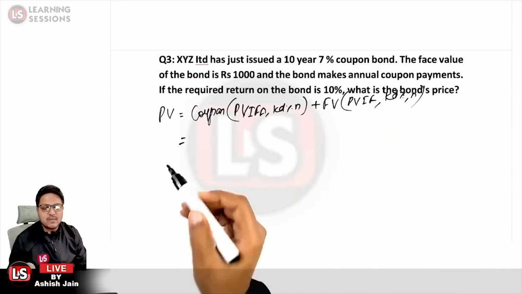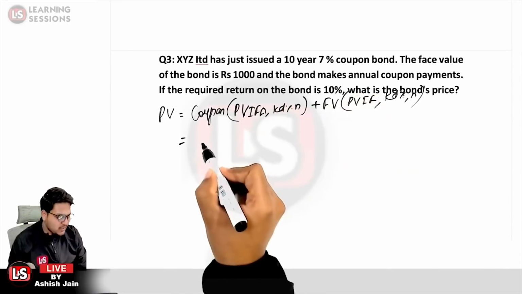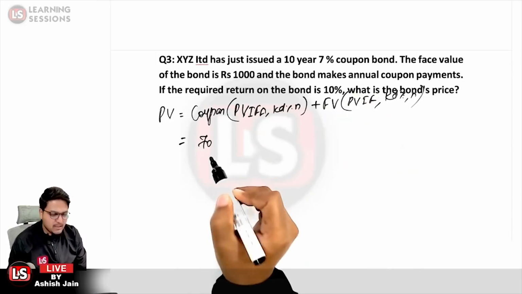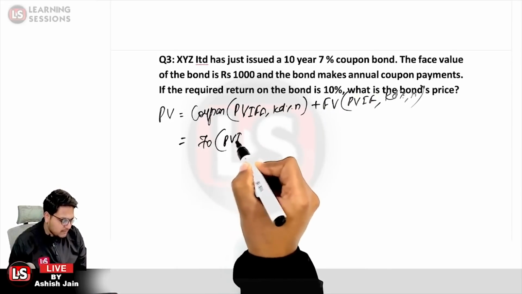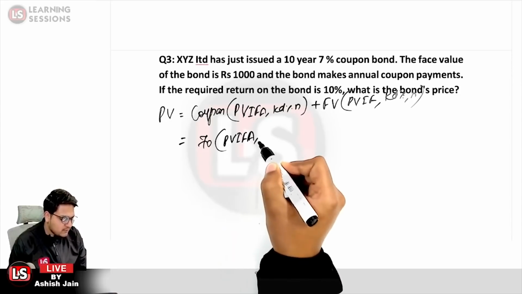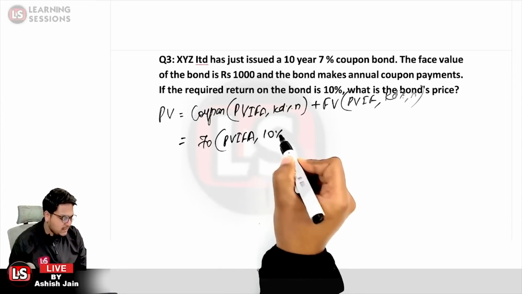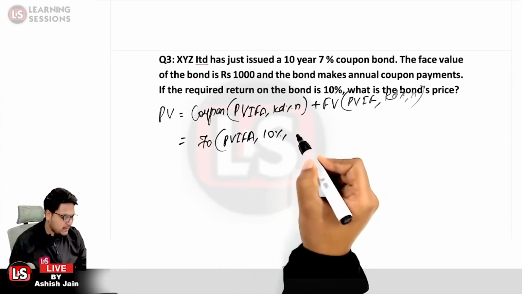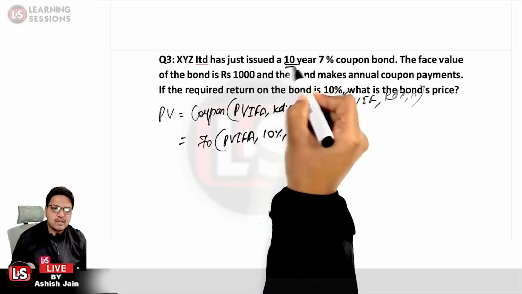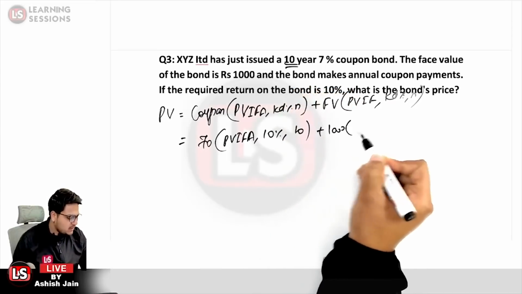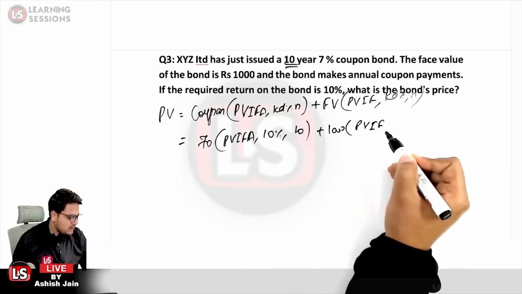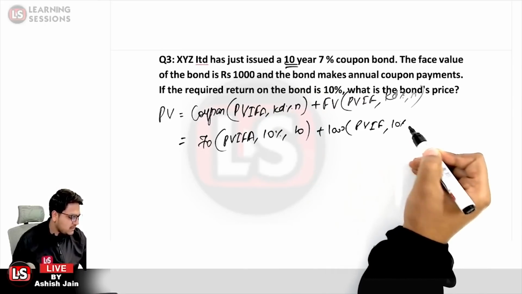What is the coupon amount that is being received? It is 7% of 1,000, or we can simply say it is 70 rupees which is being received as a coupon. And for the PVIFA, the required rate of return percentage is given to be what? It is given to be 10%, and N is equal to 10, because the maturity is given to be 10 years. And the face value is rupees 1,000. PVIF, this particular value, we need to calculate for 10% and 10.